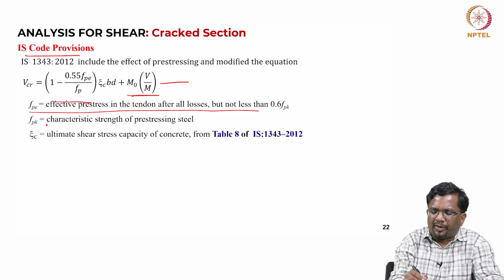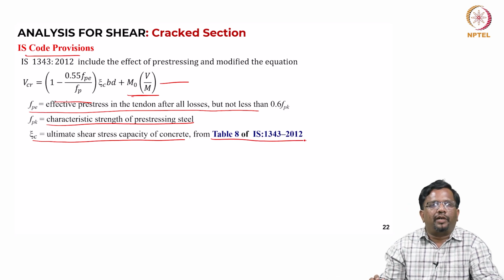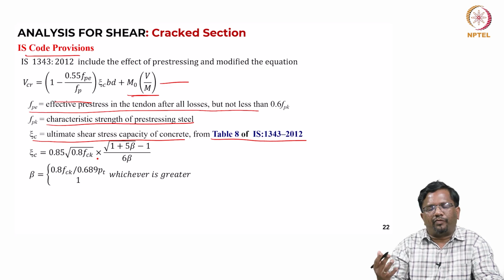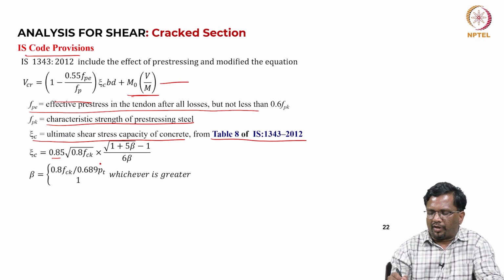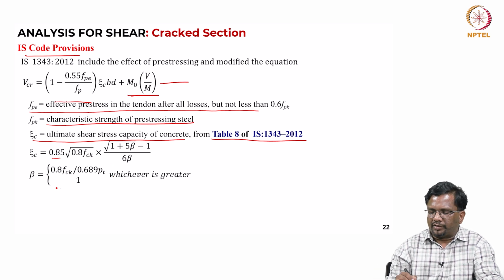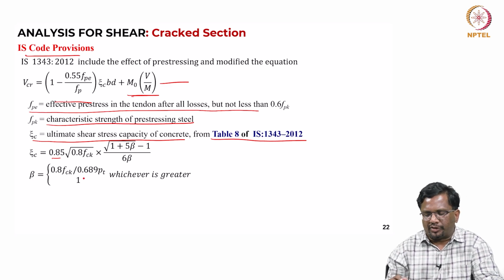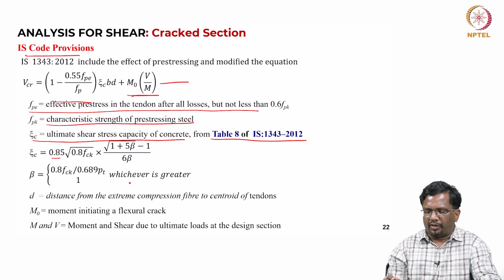Now, what is FPK? FPK is the characteristic strength of pre-stressing steel, and psi C is the ultimate shear capacity of the concrete, which we take from table 8 of IS 1343. Now, what is psi C? It is some form of a concrete shear capacity equation, given as 0.85 into square root of 0.8 FCK into the square root of some empirical formulation, and beta you take depending upon the concrete strength and your tension reinforcement ratio. Typically, whichever is higher you take in this equation. So, this is your tau C.